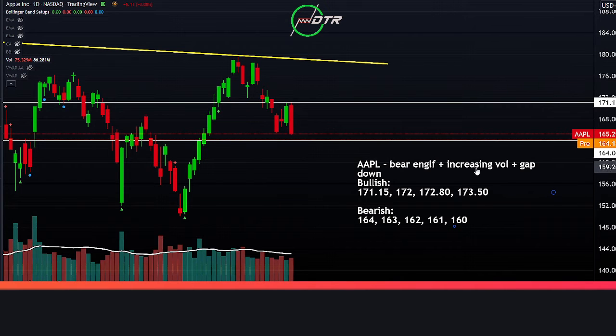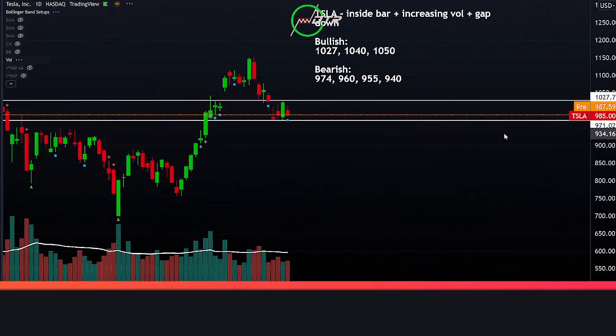Apple, giving us a very similar narrative as well, right? Bearish engulfing candle, increasing volume on this breakdown, and then a little bit of a gap down here this AM. We'd like to see that 164 area break and fall for a move towards that 163, and then we move a dollar at a time towards that 160 area.